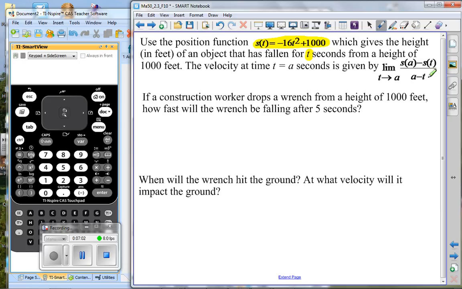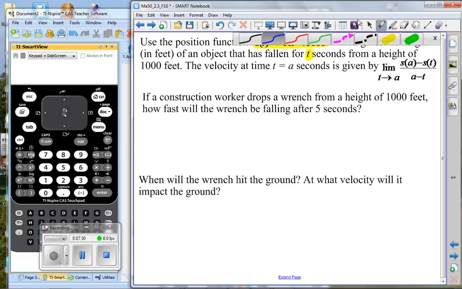Instead, we're focusing on the fact that we have a limit as t approaches a. So t is the seconds from a height, and we're going to evaluate that as it approaches a given number of seconds. And we have S of a. S of a would be the time we're approaching, minus S of t, divided by a minus t.